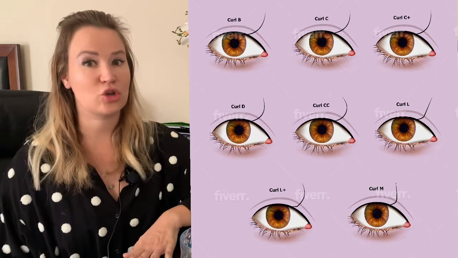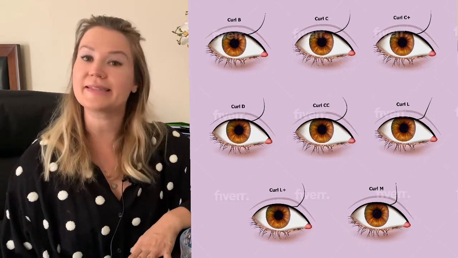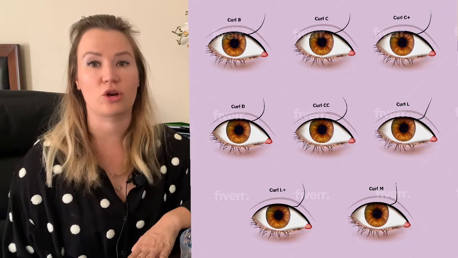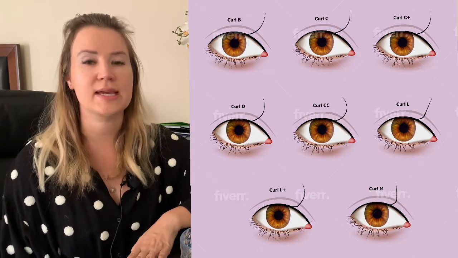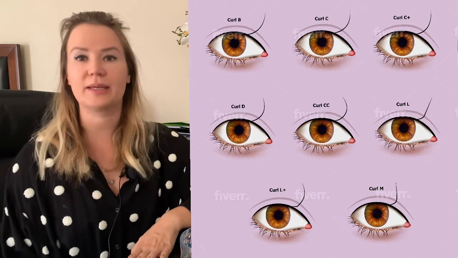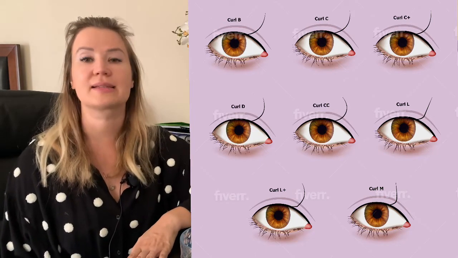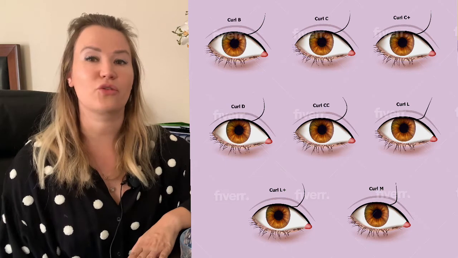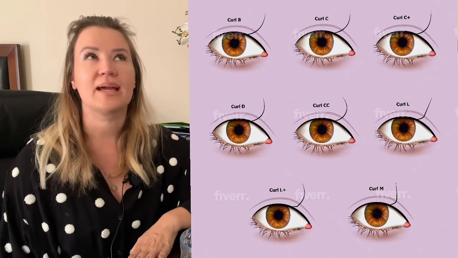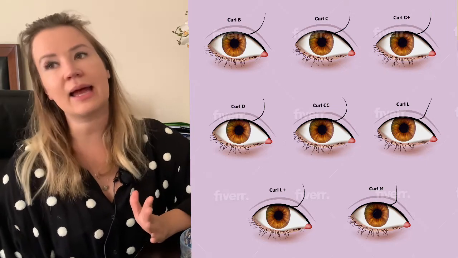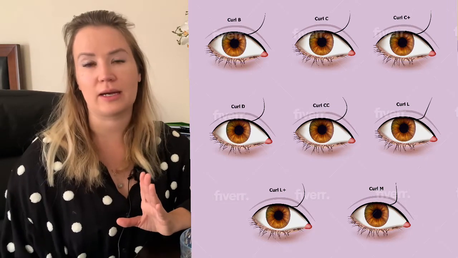Now the next curl we're going to talk about is the C curl. The C curl is one of the most popular curls. I would strongly recommend it for beginners when you're just starting out, because I would say 80% of your clients' lashes will kind of mimic the C curl, so it still has a little bit more of a natural effect to it.